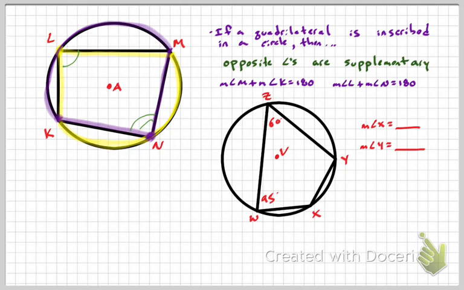So if we looked at this diagram right here, it's kind of hard to tell, but angle Z is opposite angle X, so 180 minus 60 would be 120 degrees. And then angle Y is opposite of angle M. So in this case, 180 minus 95 is 85 degrees. Okay? That's all we got. Pretty straightforward lesson for the day. Good luck.